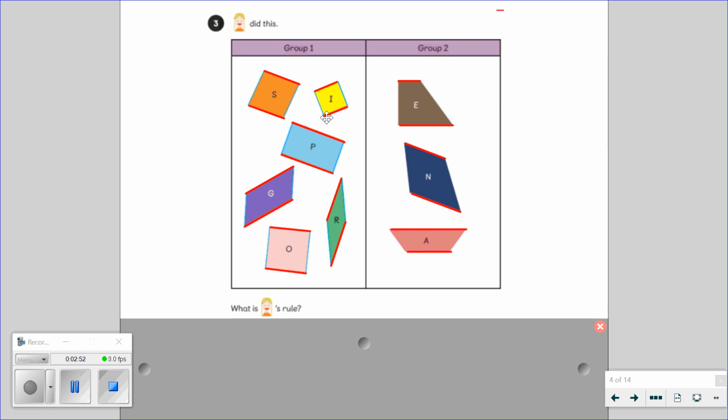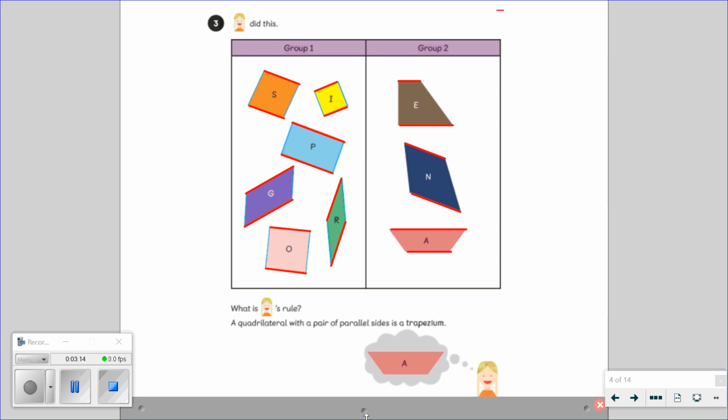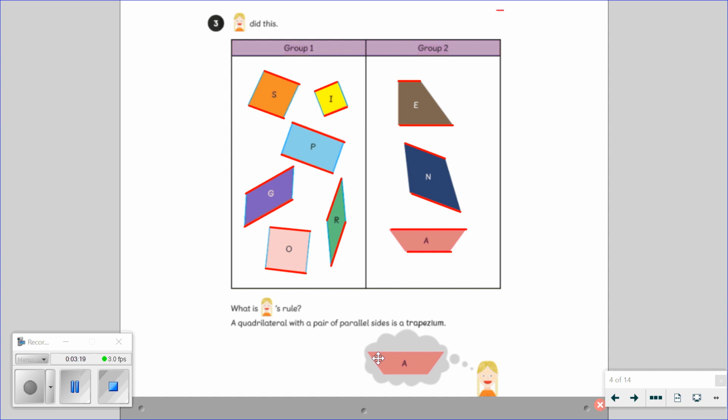But what do you notice about the quadrilaterals in group 2? That's right, these have one set of parallel lines. On E, they are here and here. But these sides are not parallel. They don't go in the same direction. What are the group 2 shapes called? Hannah tells us that a quadrilateral with a pair of parallel lines is a trapezium. So group 1 are parallelograms and group 2 are trapeziums.